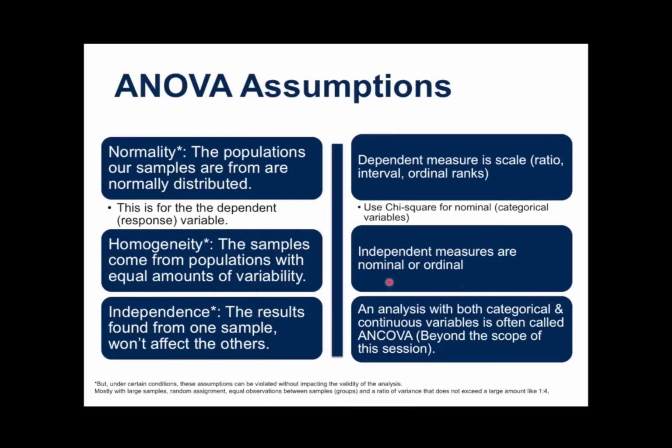Now, can you use a scale variable like a ratio or interval scale as an independent measure with Anova? The answer is yes, you can, but it's beyond this session to cover that. It's going to be a different kind of instance of Anova. And there's other kinds of things where you can mix both categorical and continuous variables. But for the most part, our independent measures are going to be categorical, nominal, or ordinal. And we will have dependent measures that are typically ratio or interval. That's the most common application for this test.